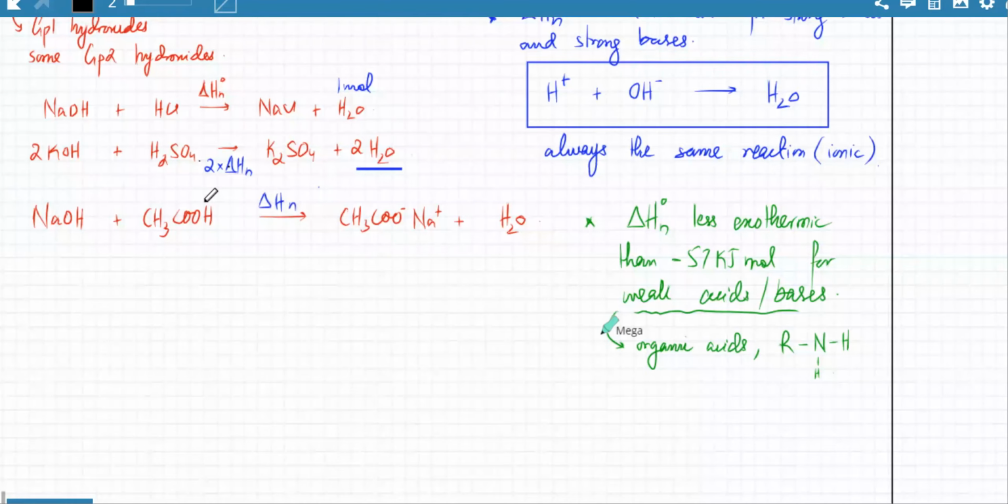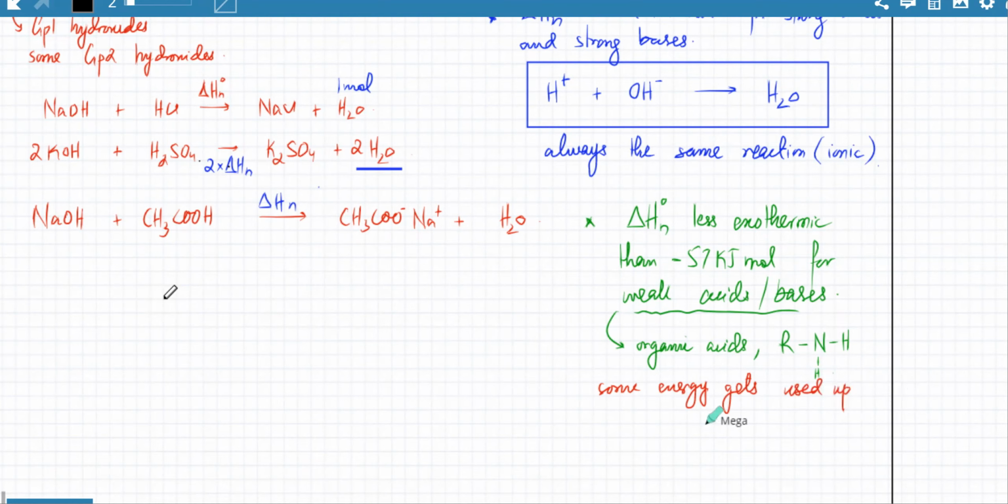So some energy is consumed in producing these H plus ions. You would have to break the bond of H, and the same is true for weak bases as well. You would have to break the OH bond because they don't ionize fully. So why is it less exothermic? Why does it produce less energy? Because some energy gets used up in ionizing the weak acid or base.